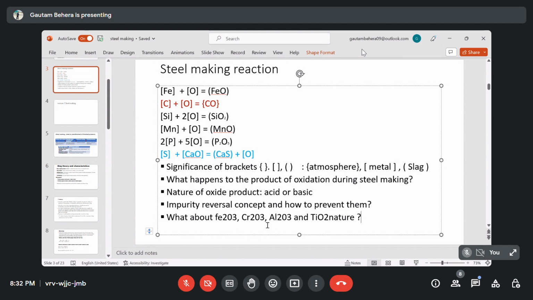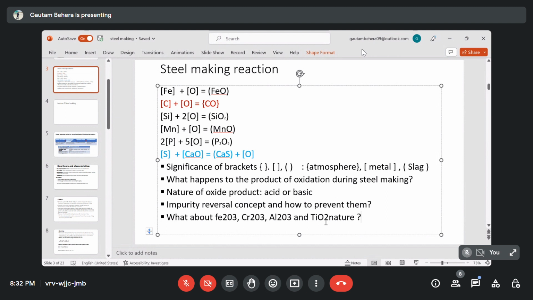You can get a question from this during your placement interviews or during the written test. Fe2O3, Cr2O3, Al2O3 are amphoteric oxides. They're neither acidic nor basic, basically. But what about TiO2 here? TiO2 is acidic, right?